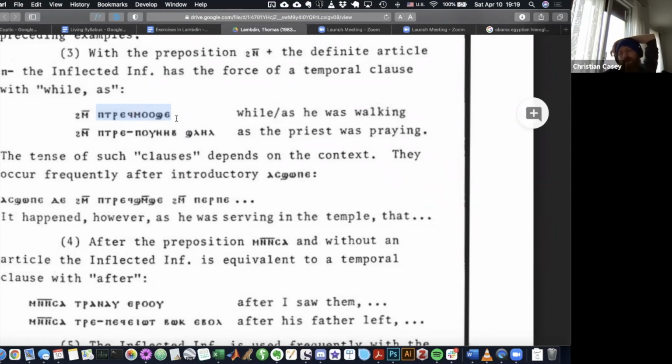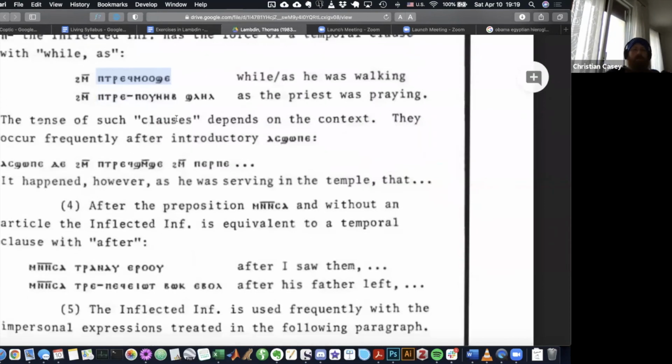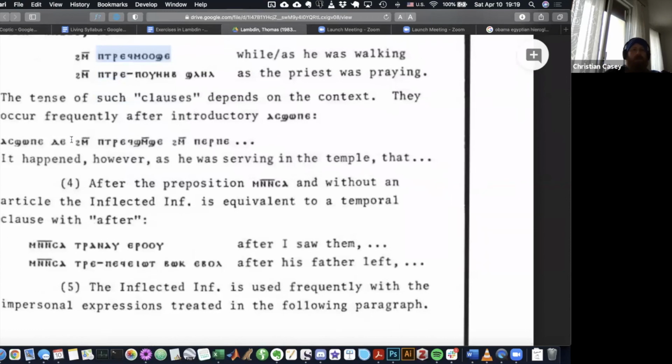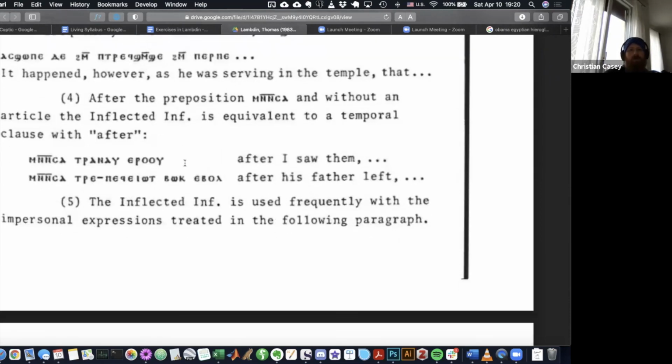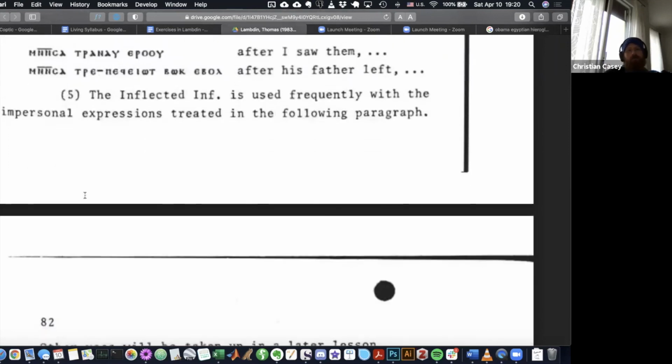So in his walking is constructed with tref Moshe. And in practice, this means something like while he was walking. So in his walking, he saw a house, right? That's obviously the equivalent of while he was walking. You see this a lot with ashopede: ashopede him tref shemshe him perve, so it happened in his worshiping in the temple, etc. Also used with a few other constructions like menensa tra now at all, after my seeing them, or after I saw them, etc.